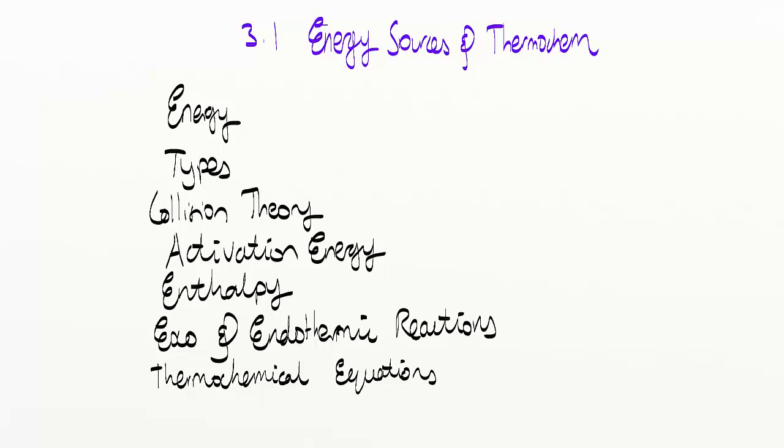Hey guys, so today welcome to 3.1 Energy Sources and Thermochemistry. So we're going to be talking a little bit about energy, the different types of energy available, and how energy is transformed when we have reactions. We're going to talk a little bit about reactions in general, what type of reactions release energy into the environment, so they release heat into the environment, what types of reactions absorb heat from the environment, and how we can classify that, how we can describe that, and how we can visualize that.